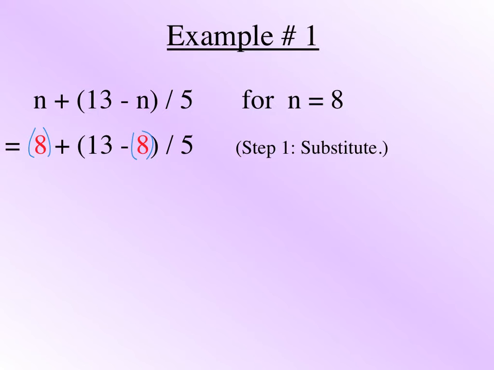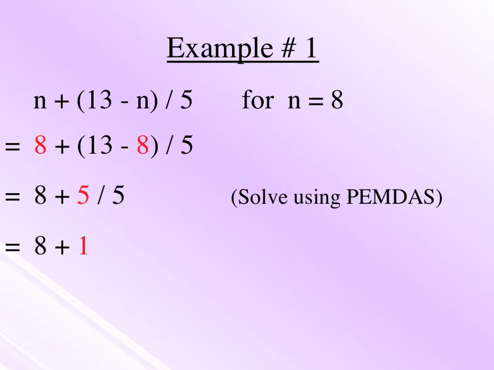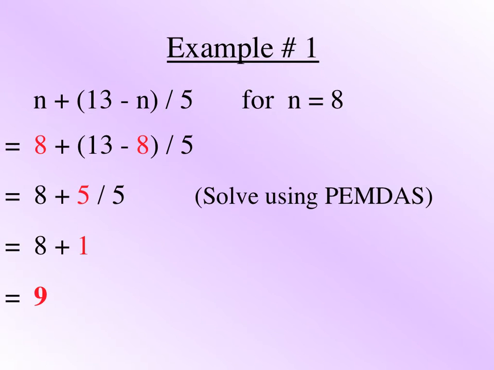So our first step would be to evaluate what's in parentheses, and we have 13 minus 8 in parentheses, so go ahead and evaluate that. So you should have gotten 5 as your answer for 13 minus 8. The next step using order of operations would be to go ahead and do the division. So we would do 5 divided by 5. And you should have gotten 1 for that answer. And then your final step is very basic. You're doing 8 plus 1. And 8 plus 1 should give you 9 as your final answer. So there's your first example.